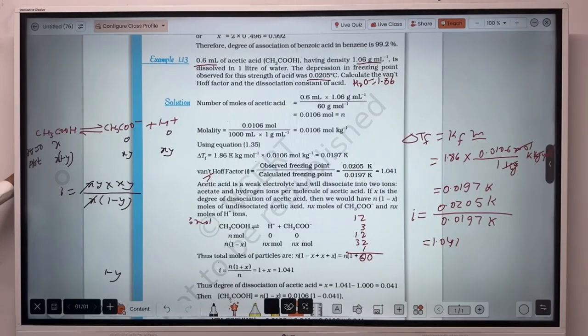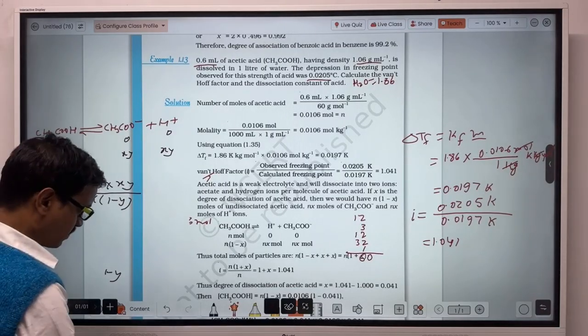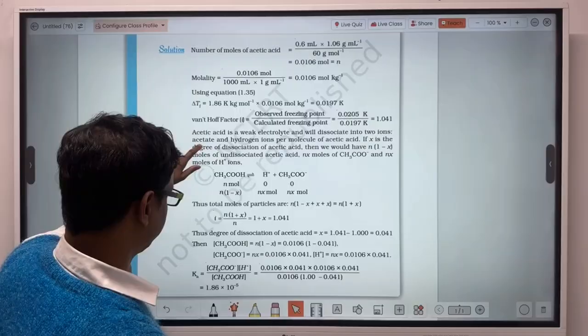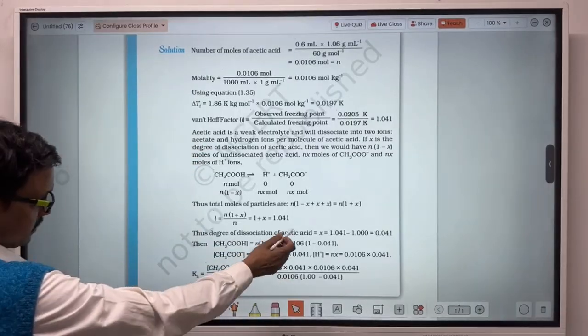X cancels out, and 1 minus y will be approximately the same. So xy square will be that much. So the van't Hoff factor is how you have calculated 1.04. Then after, you can also calculate this one.